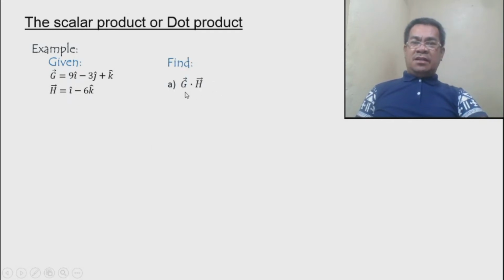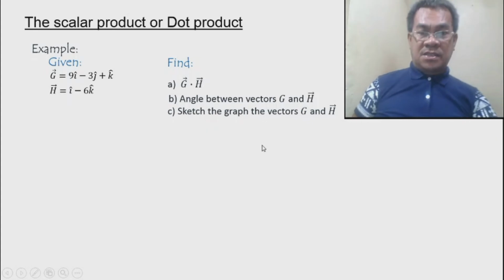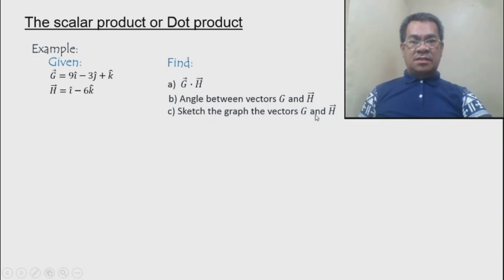Okay, find the dot product. Then find the angle between them. Then sketch the graph of the vectors z and h. By the way, there must be an arrowhead here to signify vectors. Anyway, we have this vector.